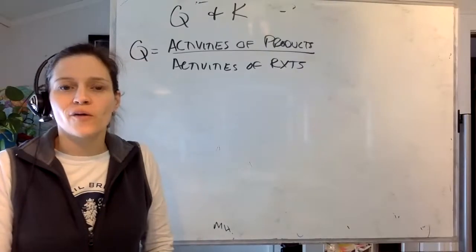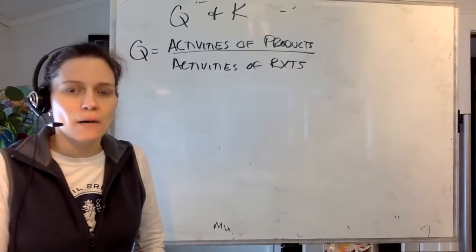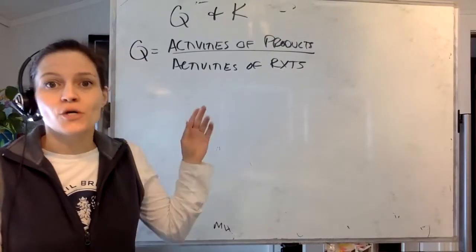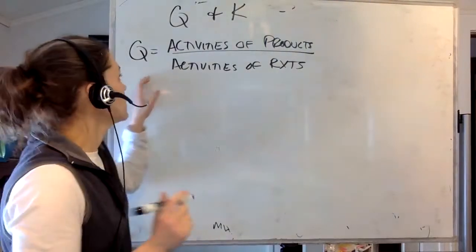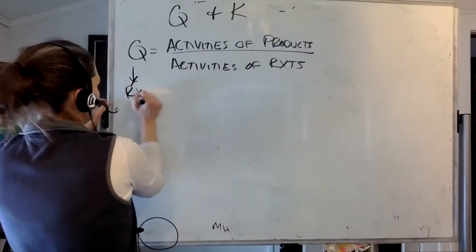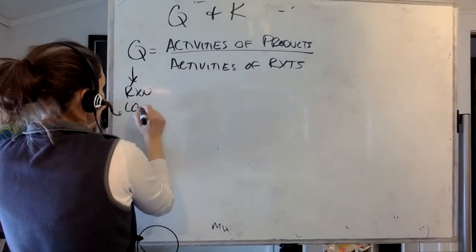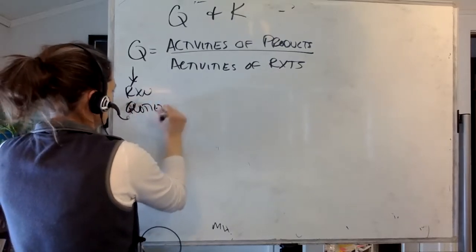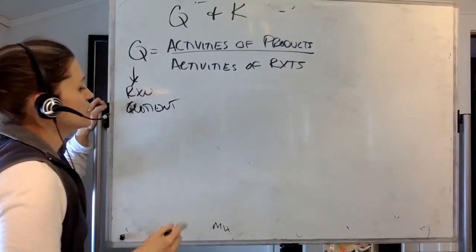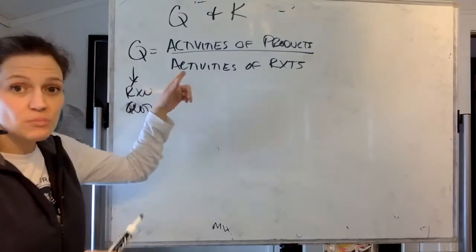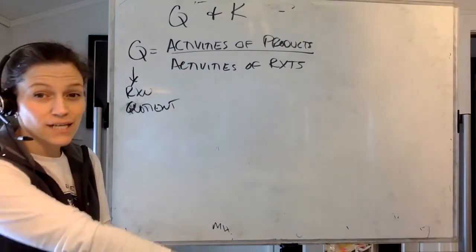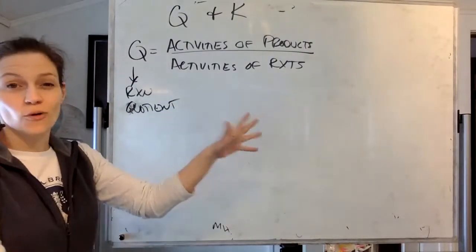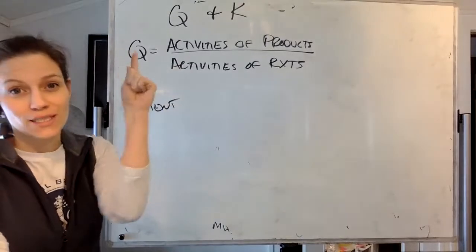Okay, now we're talking about equilibrium constant and the reaction quotient. So the reaction quotient Q is the relationship of the activities of the products divided by the activities of the reactants. You've seen all this before, and I don't mind saying that because I know you have.